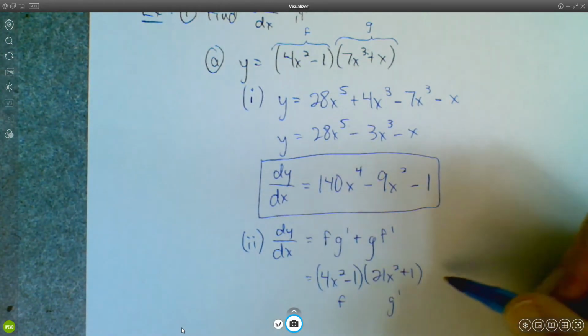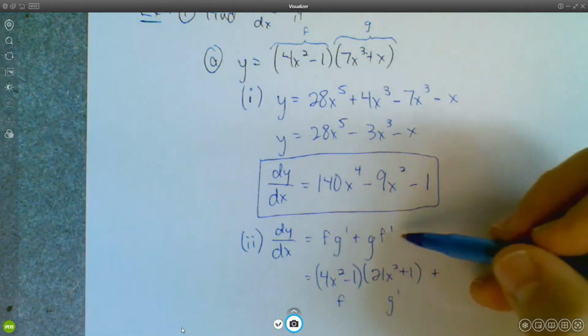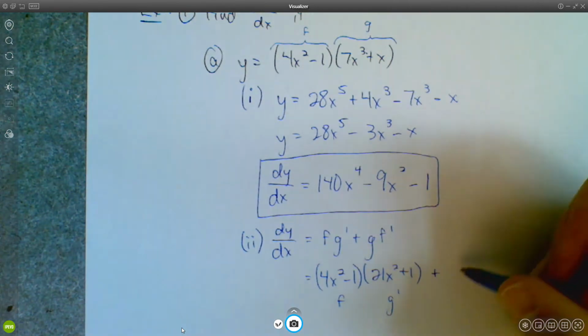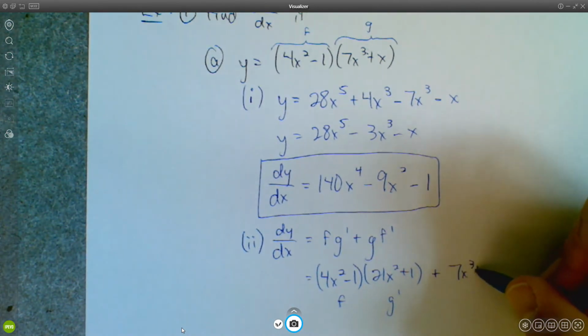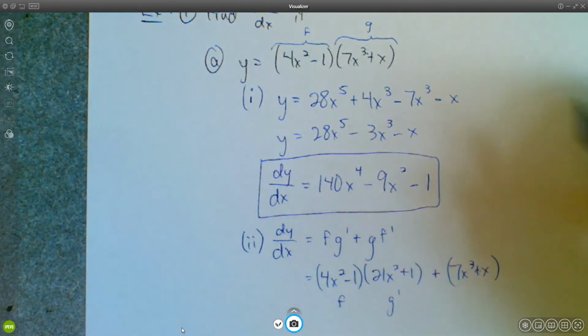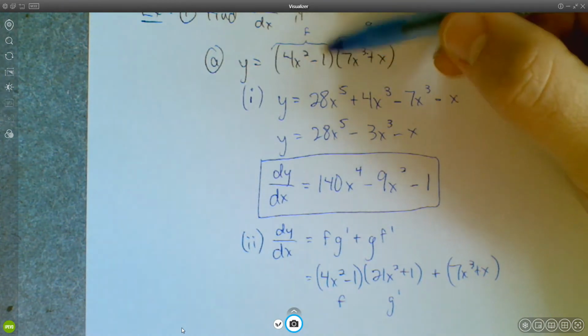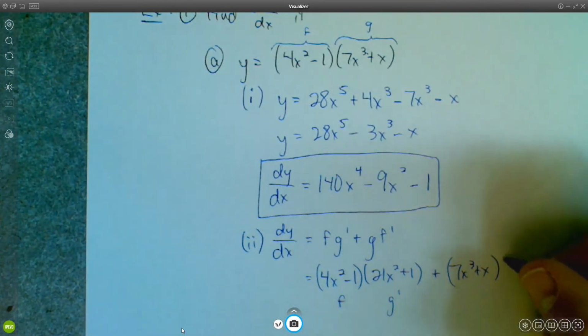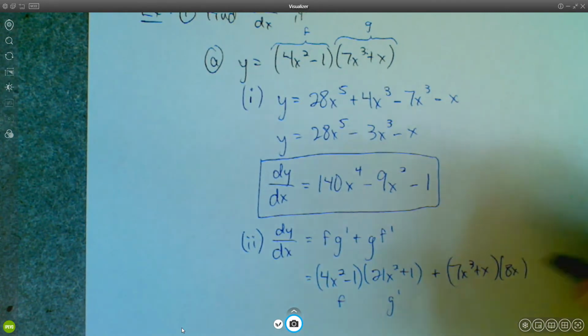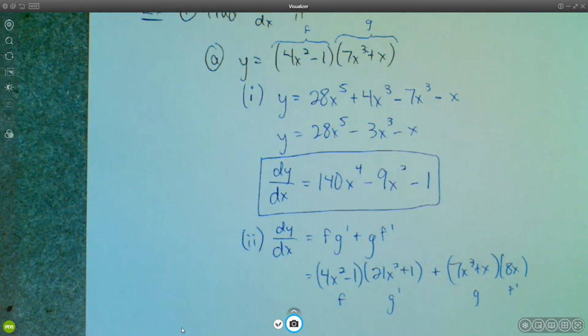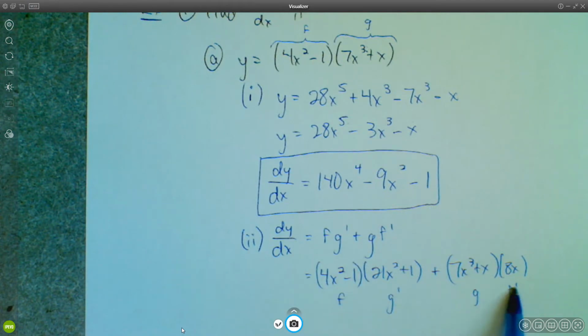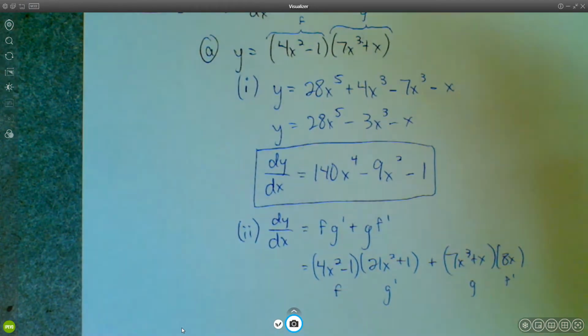times g prime. Then I'm going to add g times f prime. So g is just 7x cubed plus x. F prime would be 8x minus 0, so really just 8x. Right, so there's g and f prime. So I've got f times g prime plus g times f prime. The rest is just a matter of simplification.